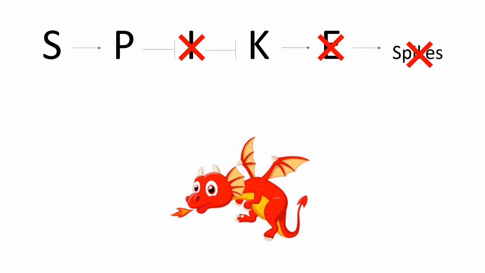Now let's make it a little more difficult. What if there were two mutations occurring in a sequence? We'll try it out. Let's mutate I and E. If I is mutated, it cannot repress K, which means that the K will promote E. However, recall that E is also being mutated. This means that E cannot allow for the development of spikes.